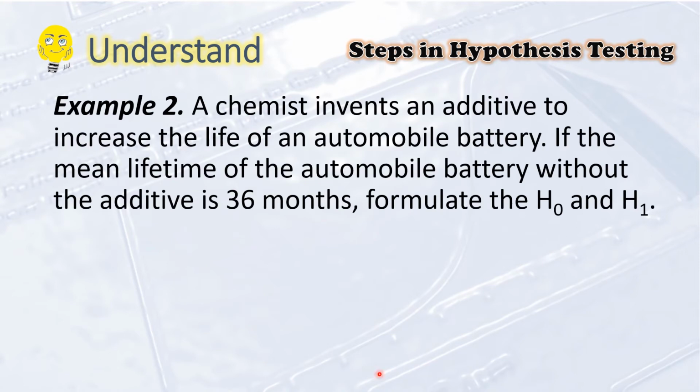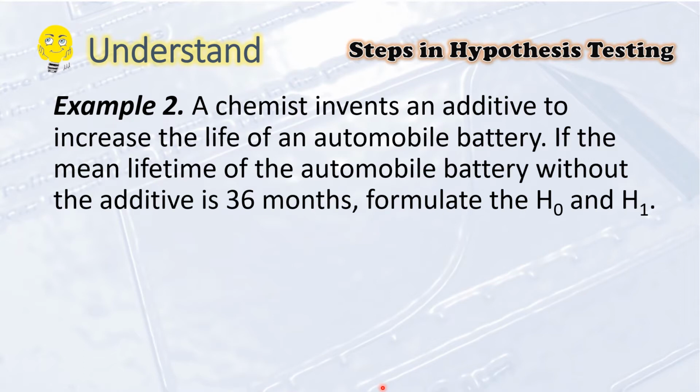Let us have another example. A chemist invents an additive to increase the life of an automobile battery. If the mean lifetime of the automobile battery without the additive is 36 months, formulate the null and alternative hypothesis. Here is our suggested solution.